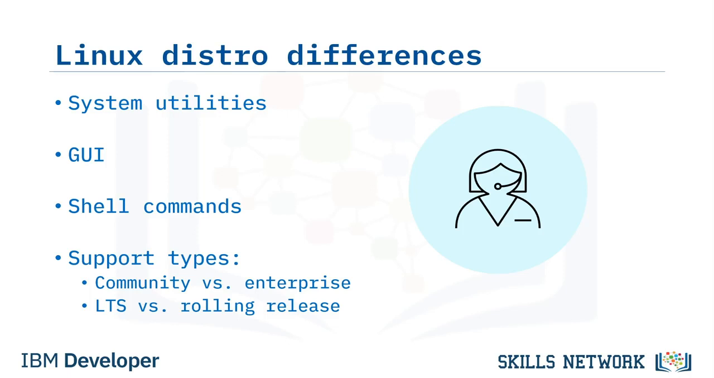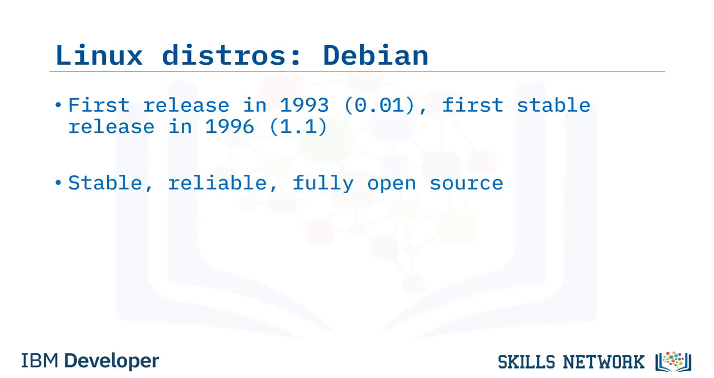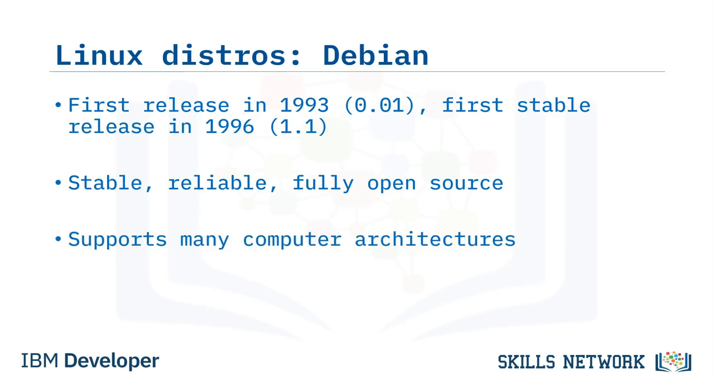Debian is one of the earliest rooted distros, with the first release in 1993, named version 0.01, and the first official stable release in 1996, version 1.1. It is known for being stable, reliable, and fully open source. It supports many computer architectures or types of hardware. These features result in Debian being highly regarded in the server space. And furthermore, Debian is the largest community-run distro currently available.